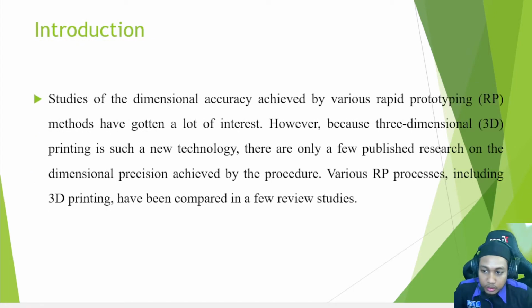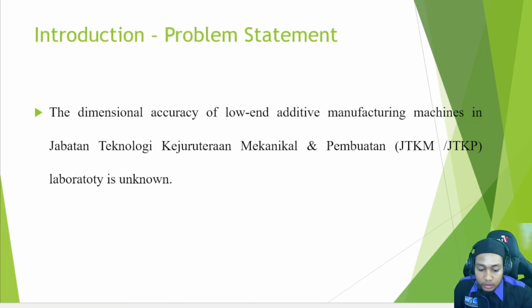First, introduction. Study of the dimension accuracy achieved by various rapid prototyping methods has gotten a lot of interest. However, because 3D printing is such a new technology, there are only a few published research on the dimensional precision or dimensional accuracy achieved by the procedure. Various rapid prototyping processes, including 3D printing, have been compared in a few review studies. According to Pilho et al. 2014, they state that improving dimensional accuracy is one of the most important scientific issues for additive manufacturing to improve product quality.